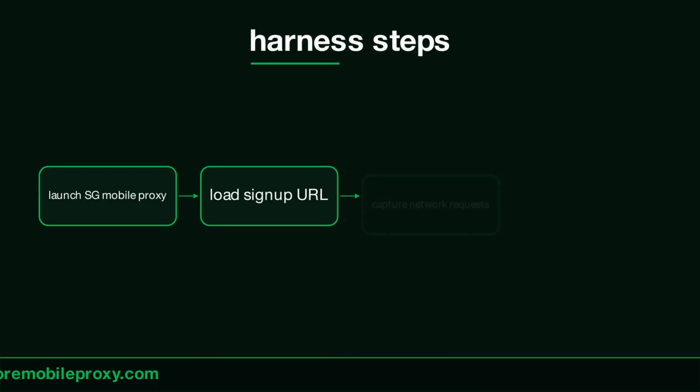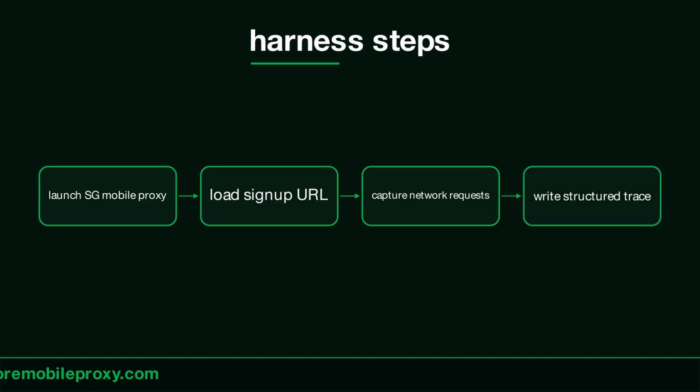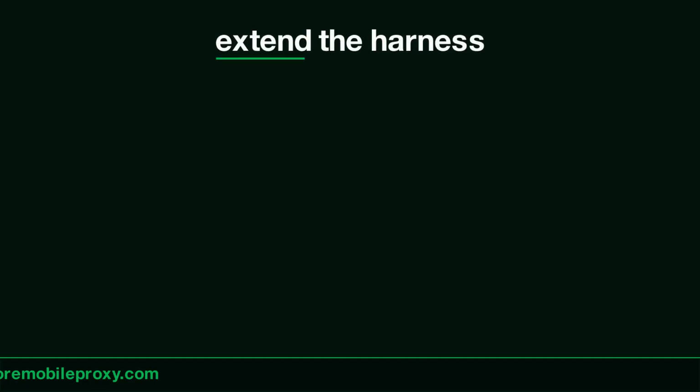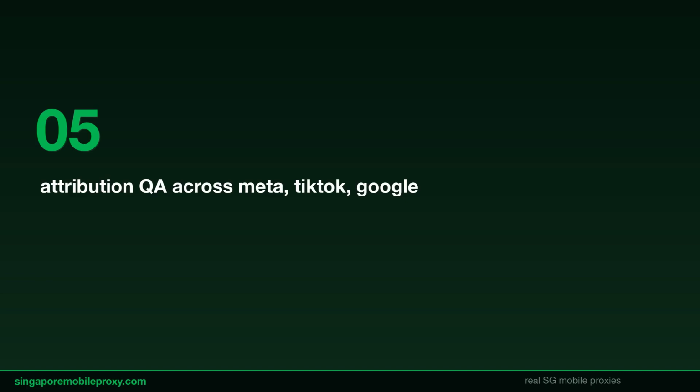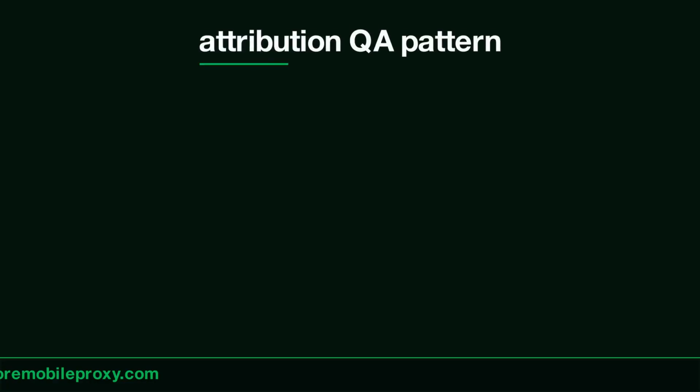Attribution QA across Meta, TikTok, Google. The attribution QA pattern is to send a tag test event through each ad platform's pixel and confirm the event lands correctly in the platform's event manager. The tag is a special UTM or sub-ID that flags the test so it can be filtered downstream. For Meta, the test fires through the browser pixel and the server-side wire. The walk verifies both. For TikTok, it fires through the TikTok pixel plus the Events API. For Google, through gtag plus the Measurement Protocol if you use server-side tagging.